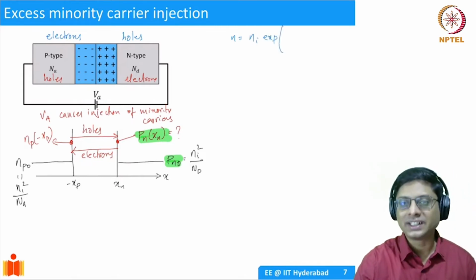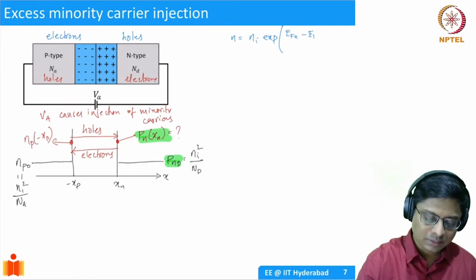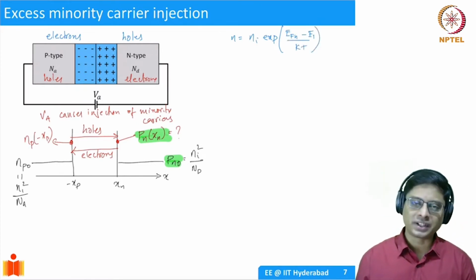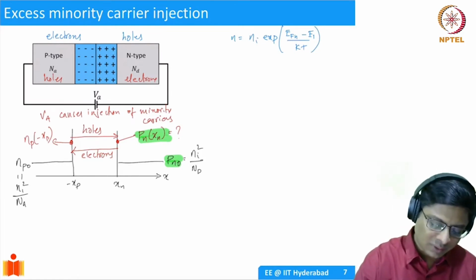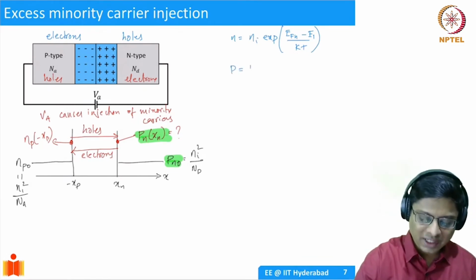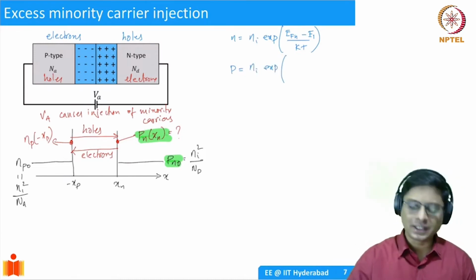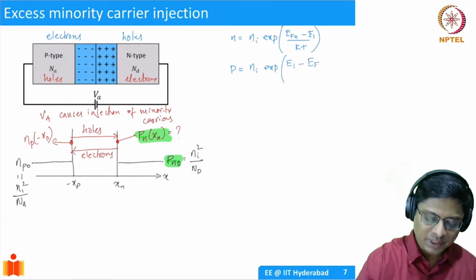EF is going to be higher than EI for an N-type semiconductor. So n equals ni exponential of (EFN minus EI) by kT. This is the definition of the quasi-Fermi level for an N-type semiconductor, for an electron. And what about the P? For the holes, it is going to be ni exponential. If it's a P-type semiconductor, EF is going to be lower than EI. So that's why it's going to be (EI minus EFP) by kT.